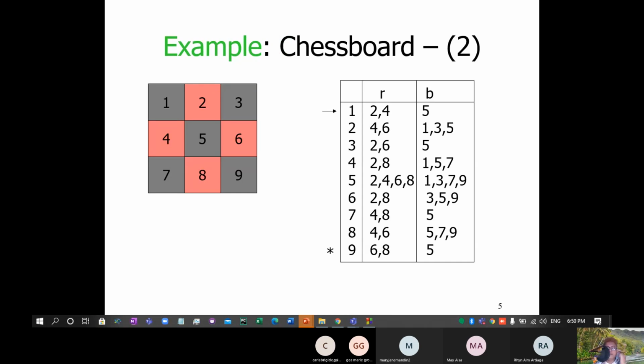So the chessboard: 1, 2, 3, 4, 5, 6, 7, 8, 9. The odd numbers are black and the even numbers are red. So from 1, 2, 4.